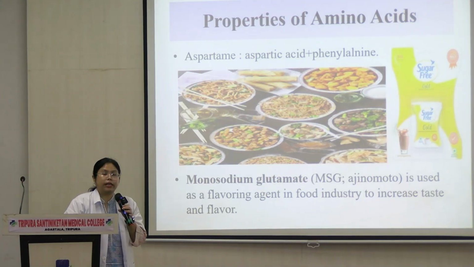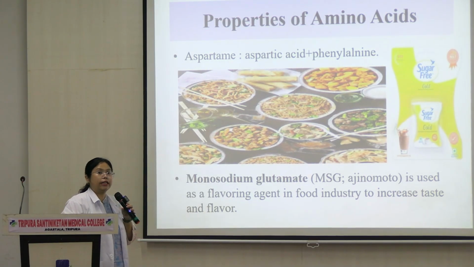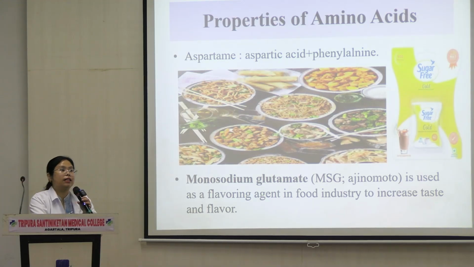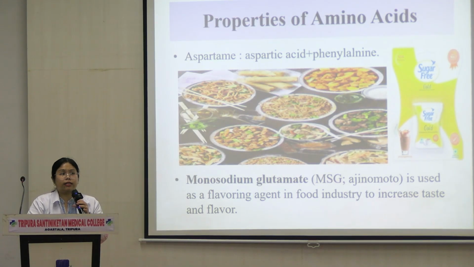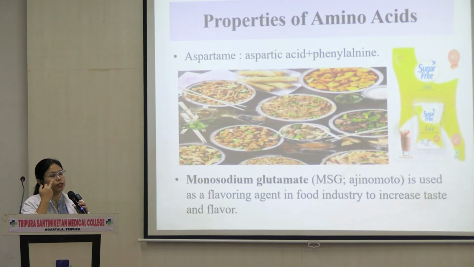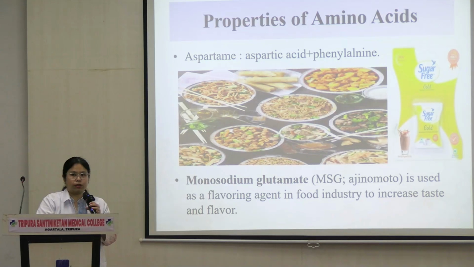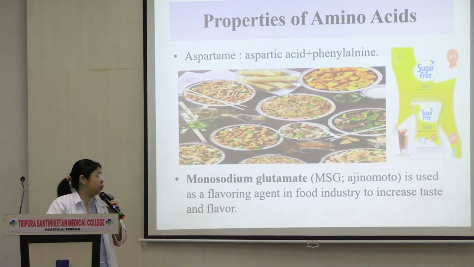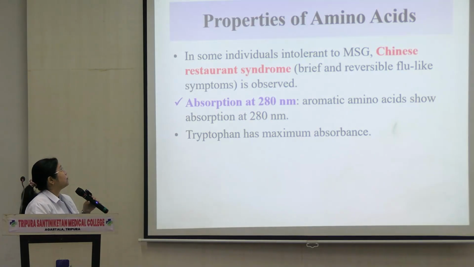So this is what I'm getting at. Monosodium glutamate is a derived form of glutamate, okay? And this is an amino acid that enhances flavor. So it has a flavor enhancing property due to which it is used in the food industry, not only in Chinese food, but in all kinds of food, to enhance the taste and give it a flavor.